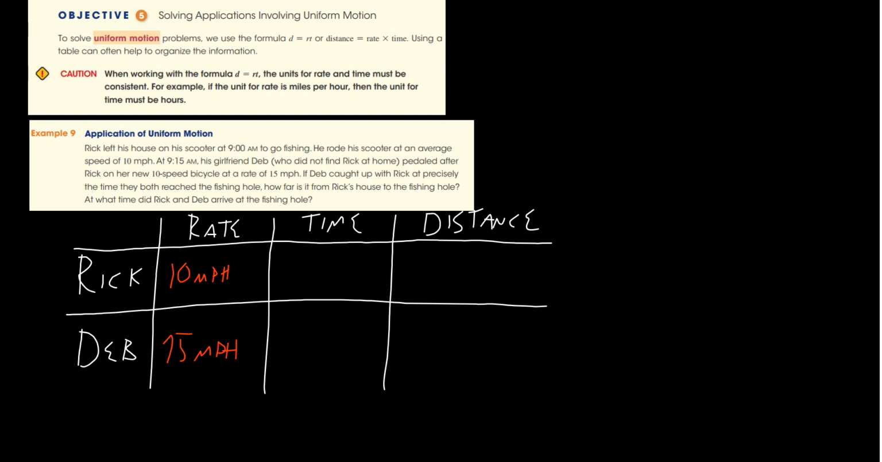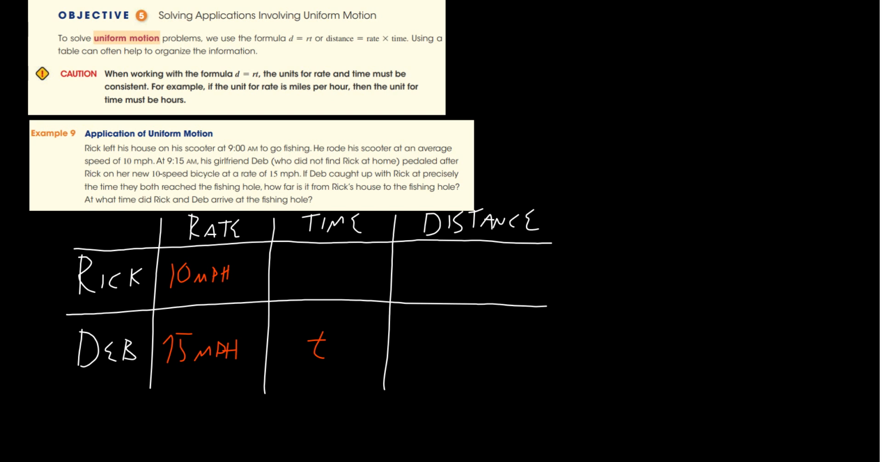He rode his scooter at an average speed of 10 miles per hour. At 9:15, his girlfriend Deb pedaled after Rick on her new 10-speed bicycle at a rate of 15 miles per hour. If Deb caught up with Rick at precisely the time they both reached the fishing hole, how far is it from Rick's house to the fishing hole? So it looks like Deb is the time we're going to be dealing with. The time it takes her to reach the fishing hole is going to be t amount of time.